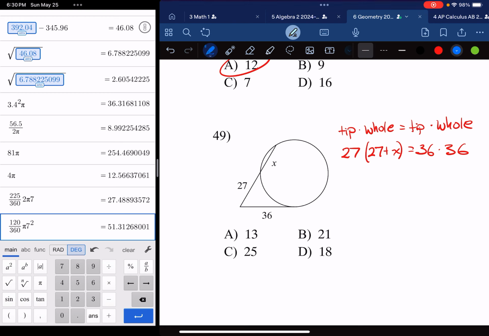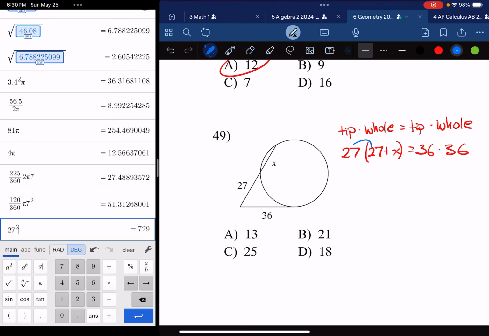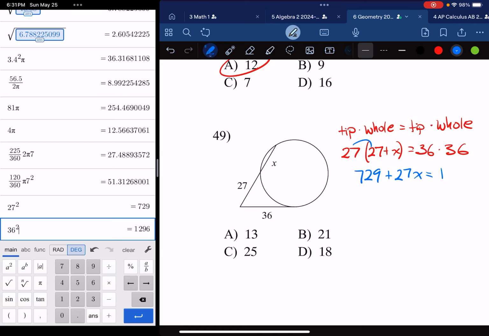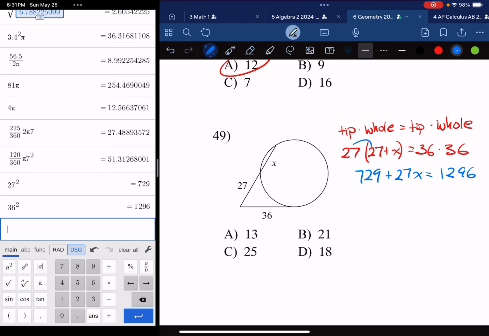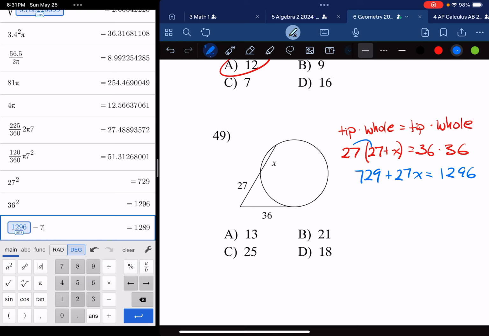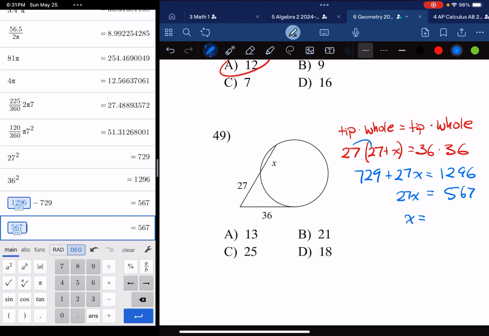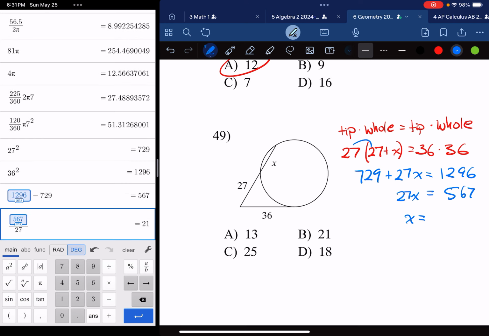And then you need to distribute. I don't know what 27 times 27 is. It's 729. And then 27x, and that's going to be equal to 36 squared, which I don't have memorized, 1,296. And then I'm going to be lazy and just subtract 729. So I get 567 is equal to 27x. And divide both sides by 27. X is going to be equal to, I don't know, I want to say like 21, I want to guess. So let's guess. So it's going to be the answer divided by 27. Oh, good job, Mr. Snell. 21.